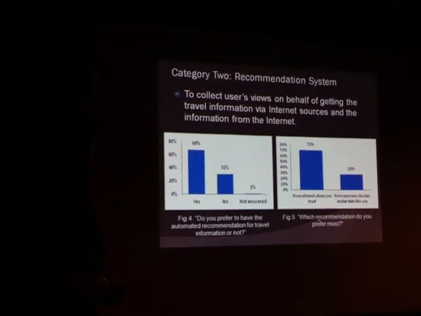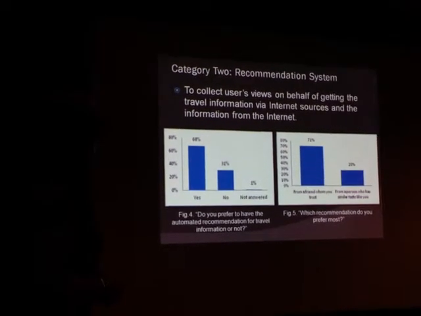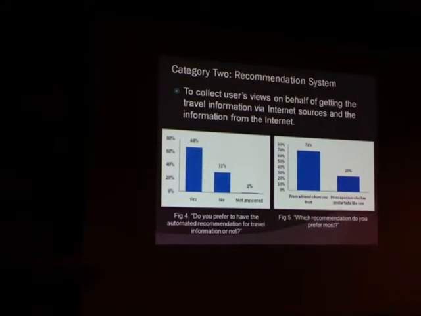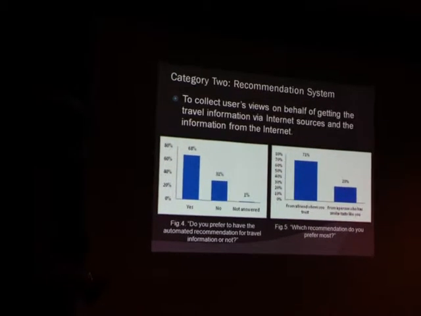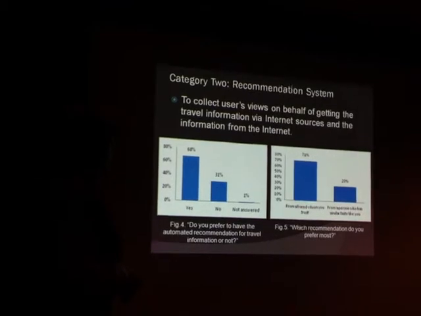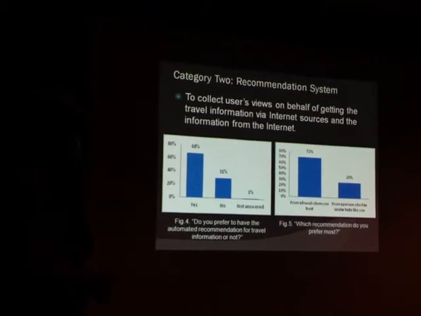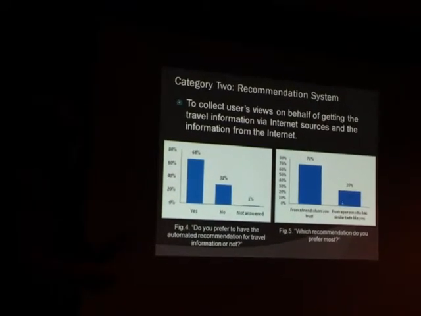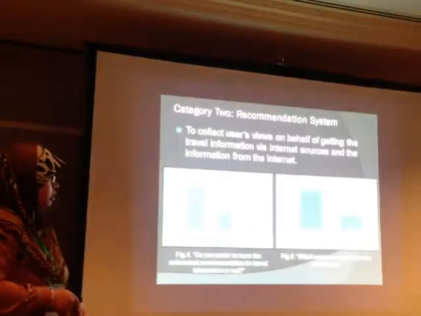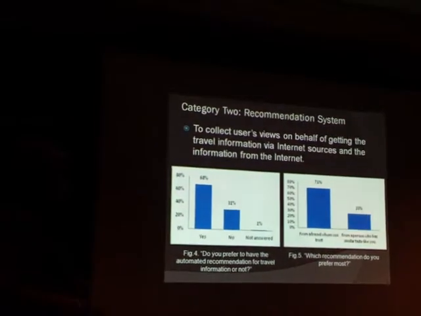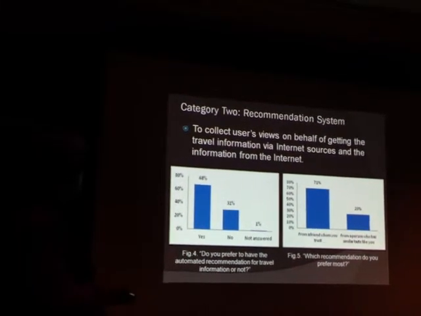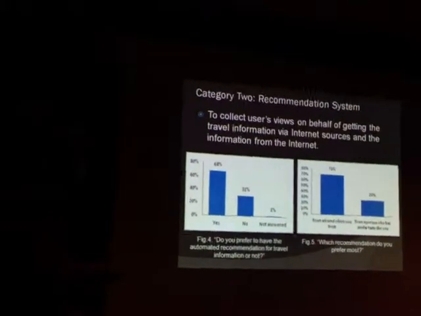And which recommendation do you prefer most? 71% chose a friend you trust, compared to a person who has similar taste to you. Here, maybe we can conclude that they keep trusting the person they trust rather than someone with similar taste, because even if they have similar taste, maybe that person cannot be trusted. So it's better to choose the person they trust.